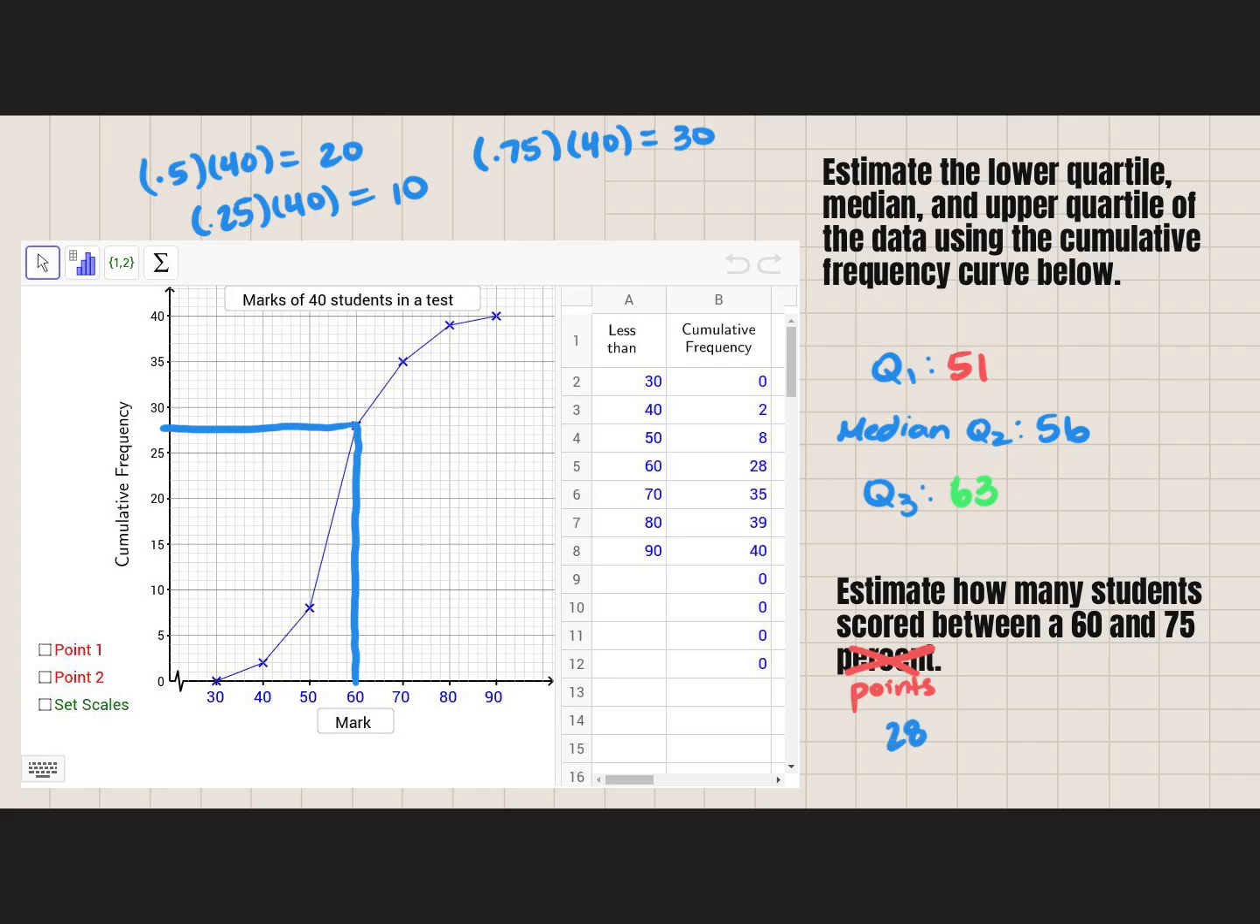And I'm going to do the same thing for 75. So right up that line there. I'm going to hit my line, go right over, and that looks like it's going to be 37 people scored less than 75. And so if I want to find how many people are exactly between 60 and 75, I will subtract those values. And that's going to give me 9 people, it appears, have scored between 60 and 75 points.